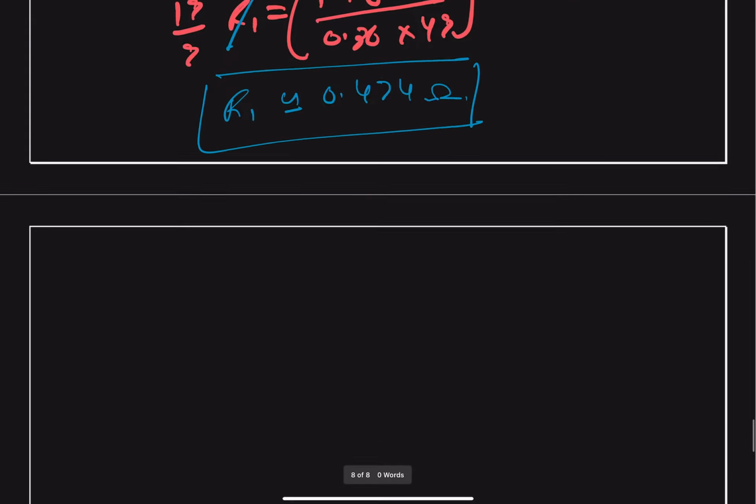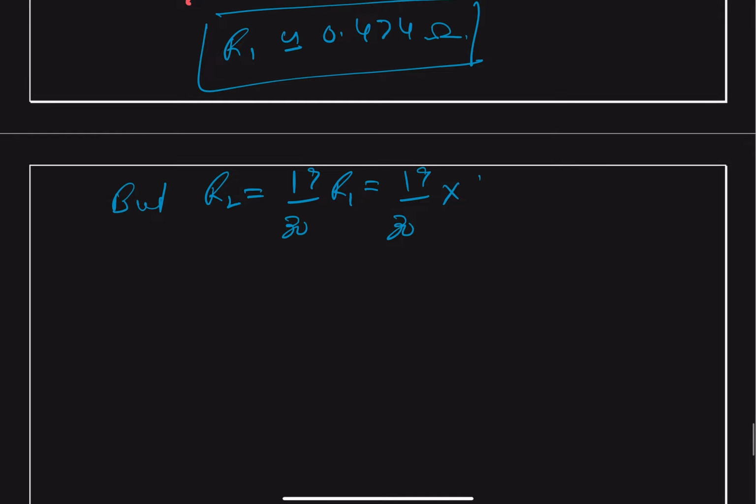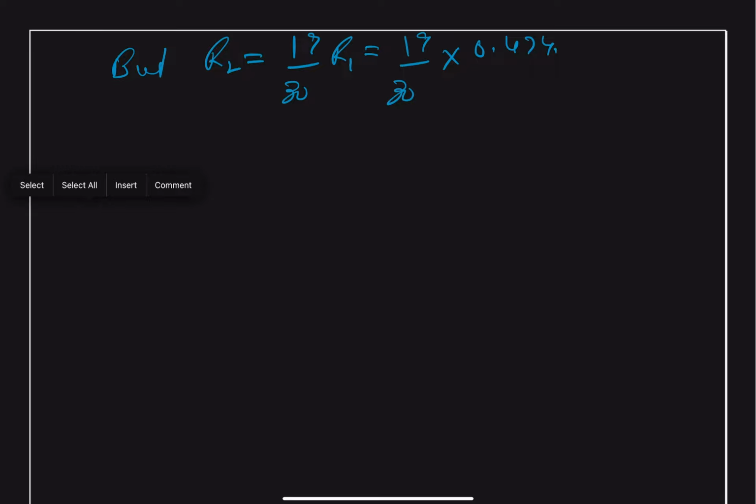And we already know the relationship between R1 and R2. So we know that R2 is equal to 19 by 30 times R1. So this becomes 19 by 30 times 0.474, and this gives us that our R2 is approximately equal to 0.3 ohms.